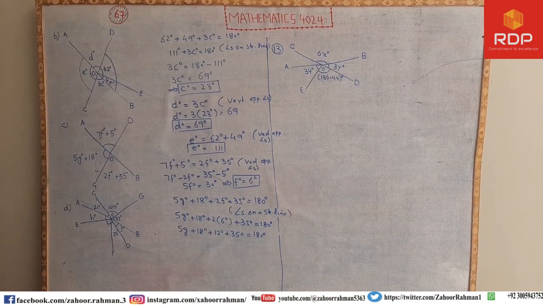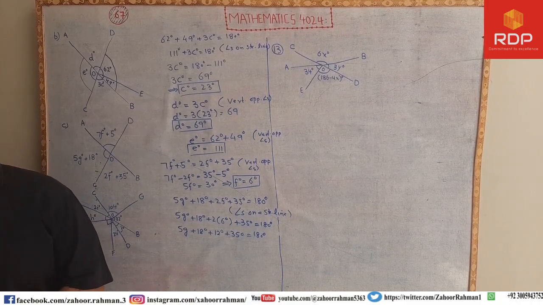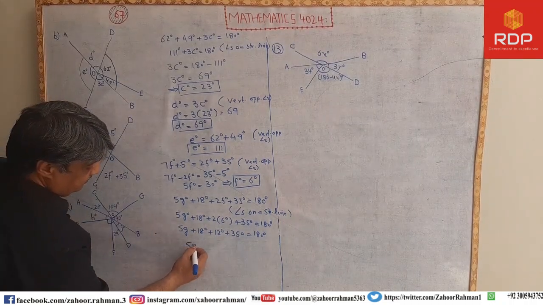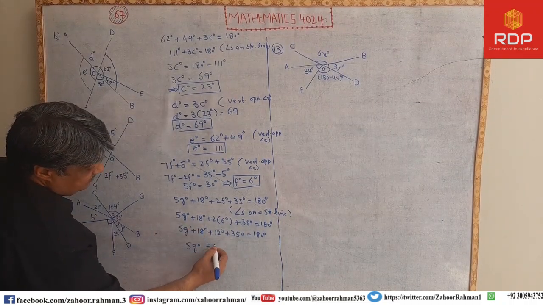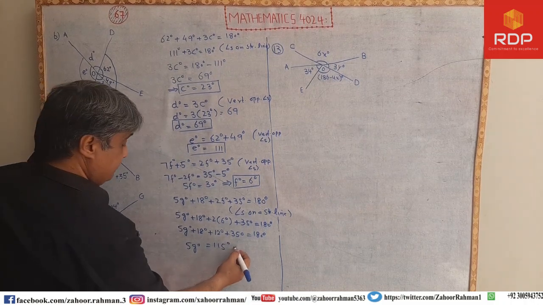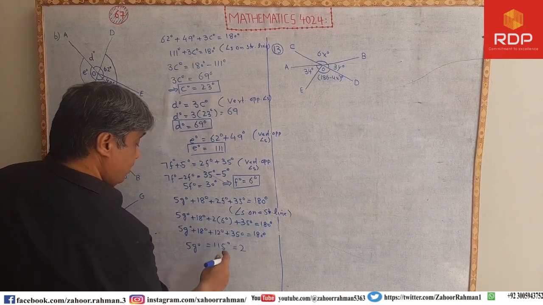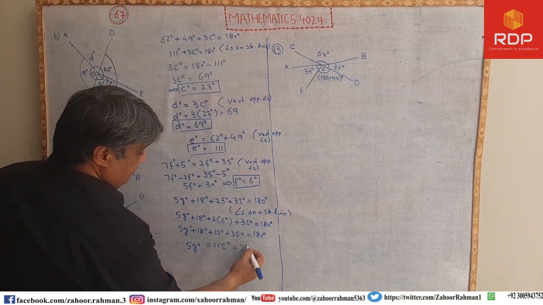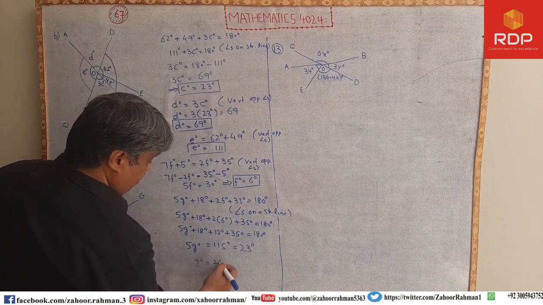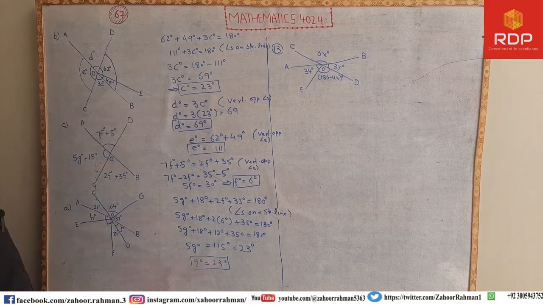Ladies and gentlemen, after the calculation, we will find that 5G degrees is equal to 115 degrees. So G is equal to 23 degrees. That is the answer.